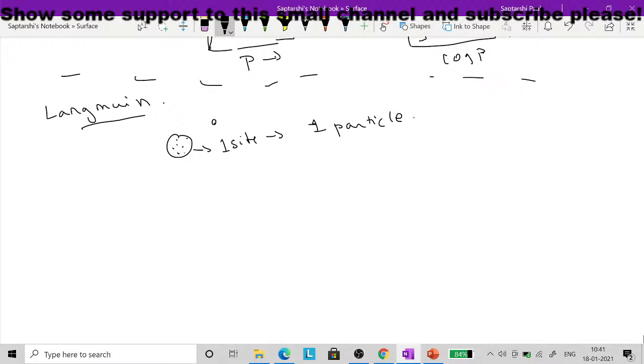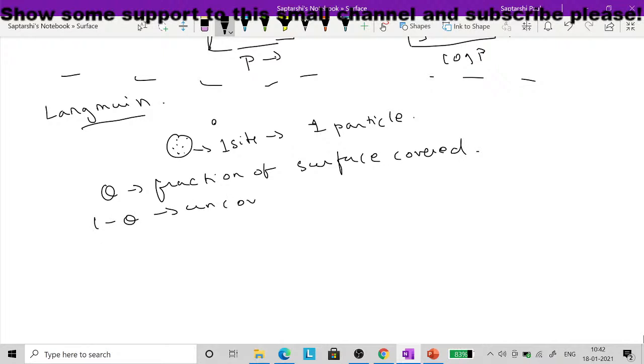And the main thing that he did to derive the equation was he considered a quantity called theta, which is the fraction of surface covered, right? So how much is the uncovered part? 1 minus theta is the uncovered part, right?